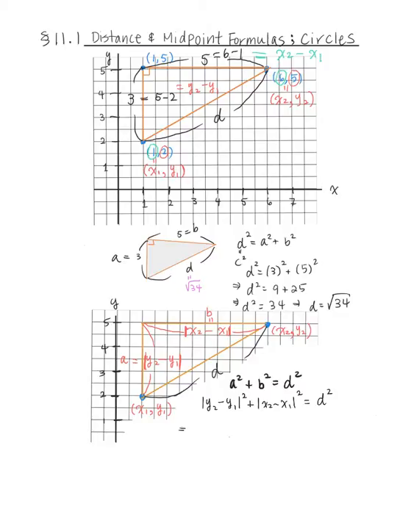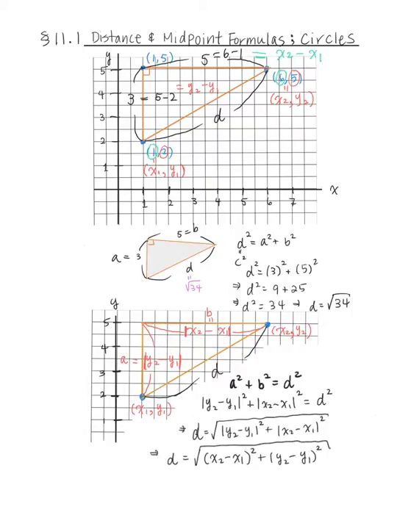So let me just swap it around. This implies that our d is the square root of the absolute value of y2 minus y1 squared plus the absolute value of x2 minus x1 squared, whole thing square rooted. Now, since the whole quantity is always going to be positive, next step I'm going to drop that absolute value sign. And then let's just put the x's first and then y next. So therefore, this implies that our d is going to be the square root of x2 minus x1 squared plus y2 minus y1, whole thing squared. And here is the distance formula.